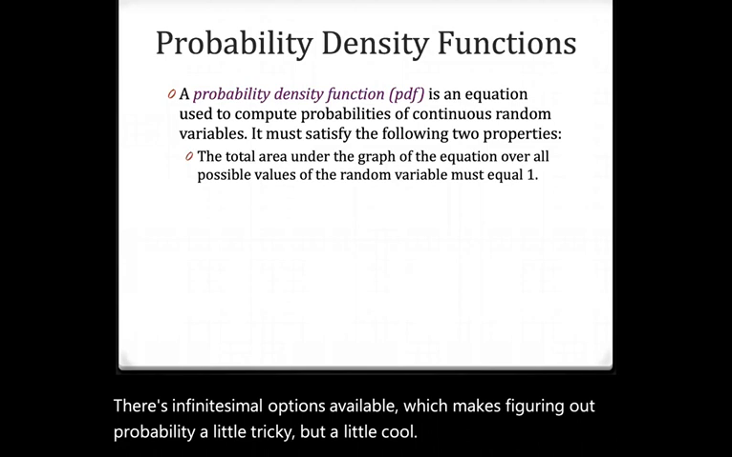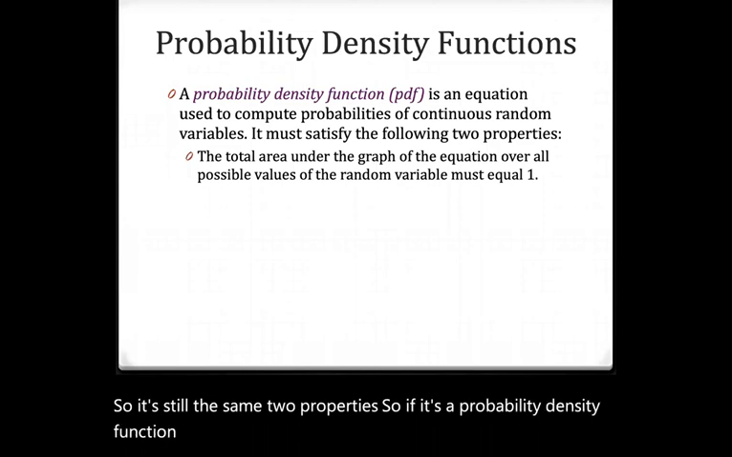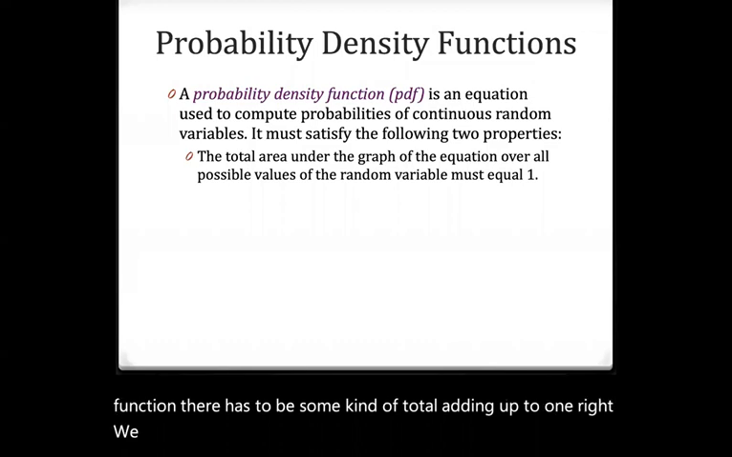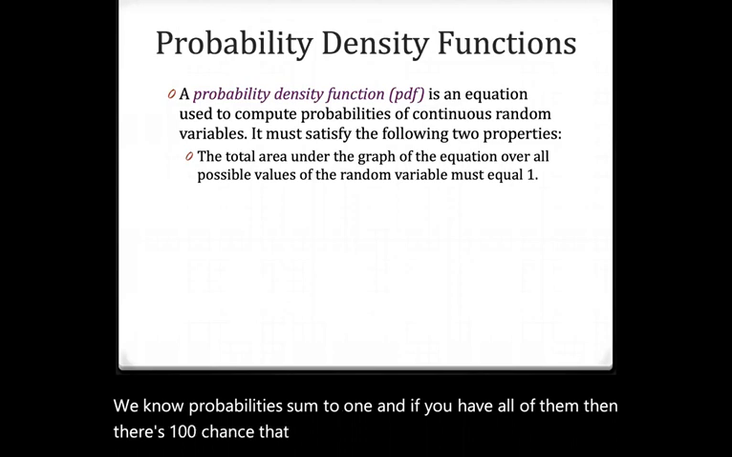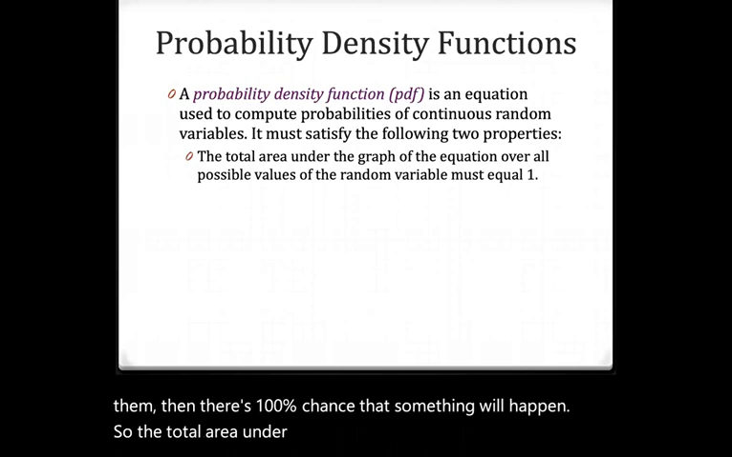So it's still the same two properties. If it's a probability density function, there has to be some kind of total adding up to 1, right? We know probabilities sum to 1. And if you have all of them, then there's a 100% chance that something will happen. So the total area under these graphs is also going to be 1.